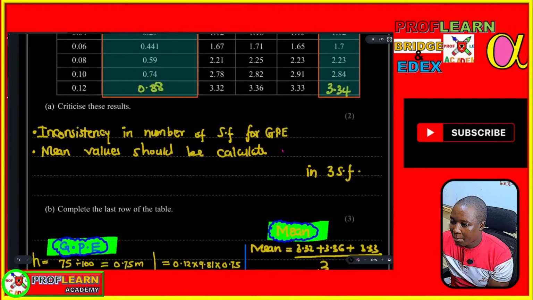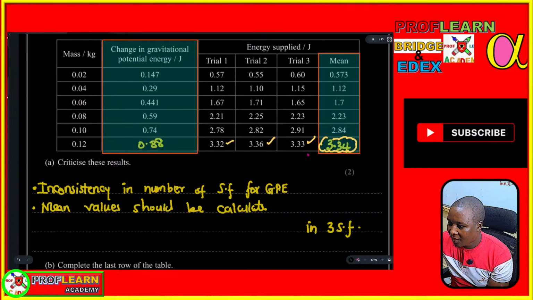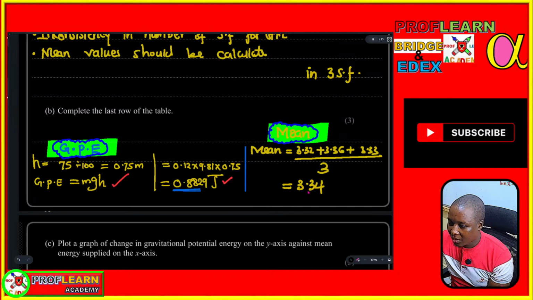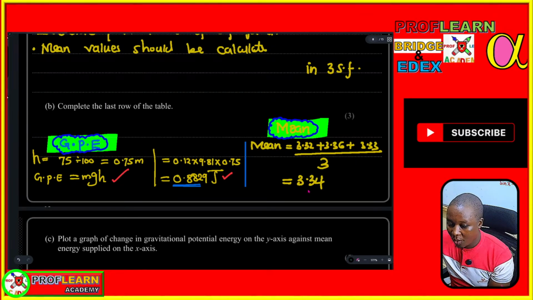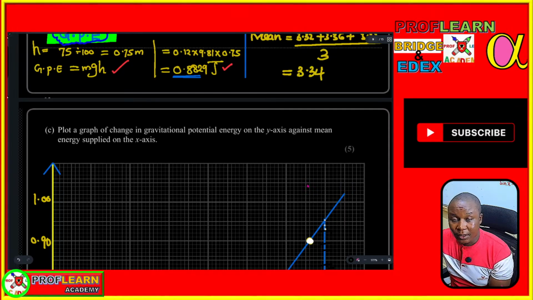The second part of the table, we were being tested whether we know how to work out the mean. We are going to add this plus this, divide by 3, so that you are going to get your answer as 3.34 at that point.